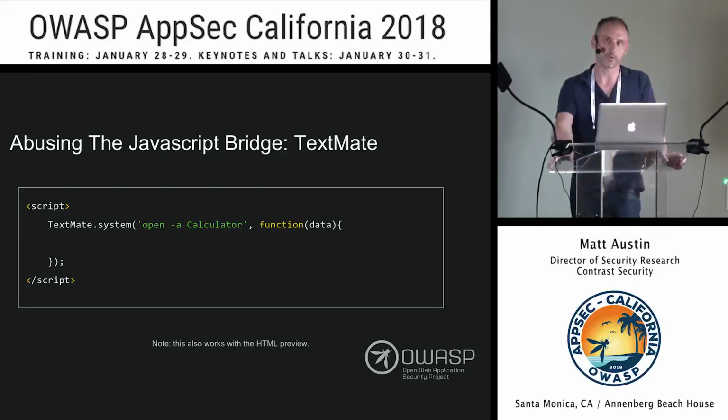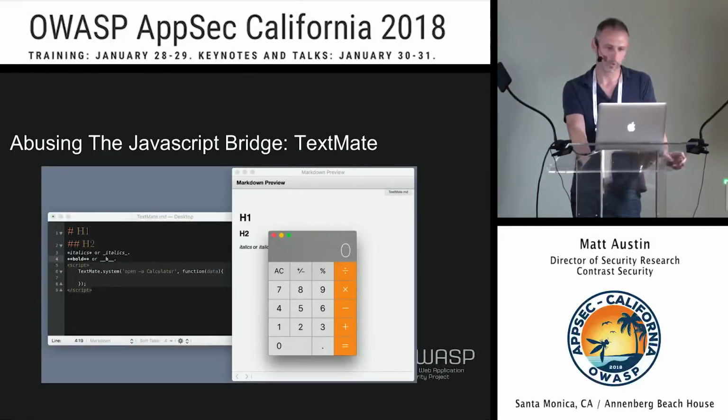There's another issue with TextMate where you could automatically invoke preview from a web URL, so you could force that to happen. You don't actually have to preview a file. So that's the calculator there.